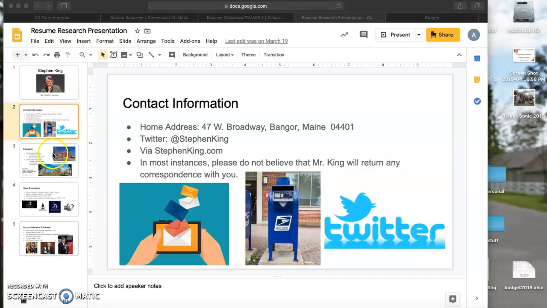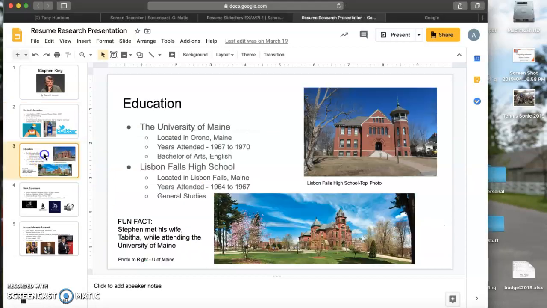All right. So let's go ahead and move on to slide 3 now. Let's talk about education. Most of you, again, did a good job on this slide. Remember, when you are talking about education, everything that gets listed on this page should be in reverse order. And what I mean by that is your most recent degree, your most recent educational experience should be on top.